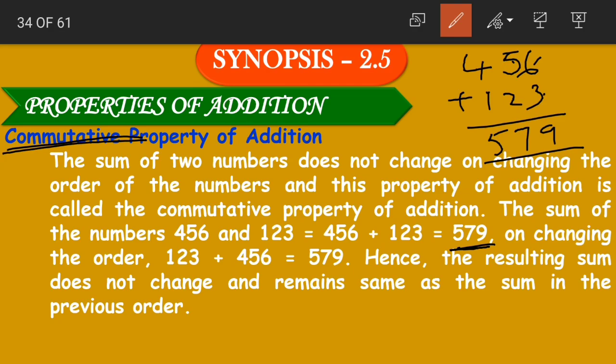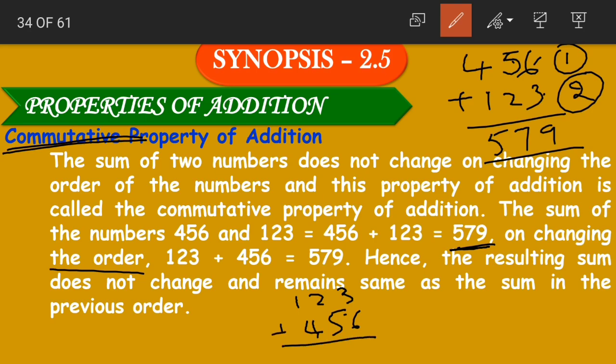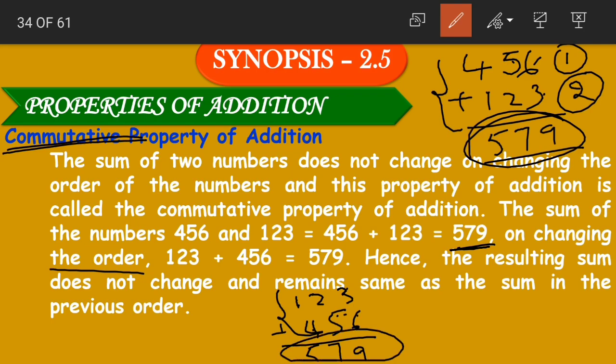Now when we change the order, here this number was first and this number was second, right? Now I'll change the order. I'll write 123 first and 456 second. Now I'll add these two. 3 plus 6 becomes 9, 2 plus 5 becomes 7, 4 plus 1 becomes 5. Yes, children? See, even if I changed the order, the answer we got is 579 only.